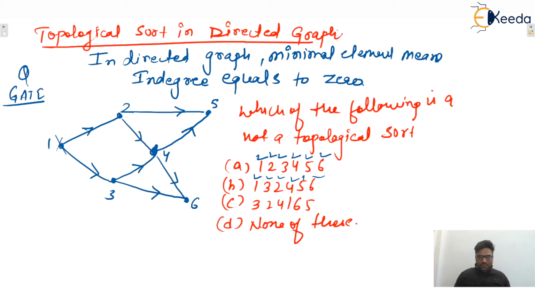Now can we start with 3? No. We cannot start with 3 because 3 has in degree. Yes or no? Yes, one incoming arrow is there. So we cannot assume that 3 is minimal. So we cannot start with 3. So we can say that C is the correct answer. That means which of the following is not a topological sort, C is the answer because 3 is not a correct topological order. Isn't it? Okay. So in this manner you can find out easily. Next one, write down.